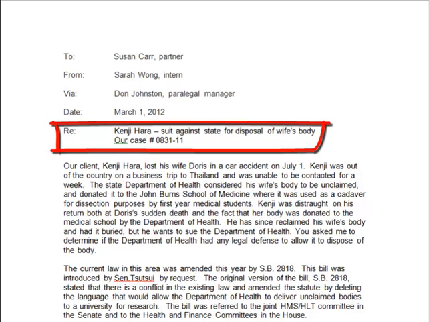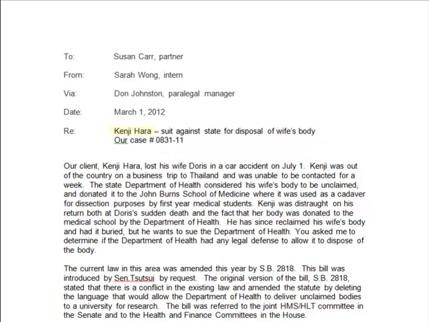This re line will differ a little from firm to firm, but it generally will always include the name of the client, a little brief description about what the case is about, and the firm case number. Firms often have hundreds and hundreds of cases, and sometimes several from the same client. So it's important to specify not only the client's name, Kenji Hara, but which case this is and what the case number is.